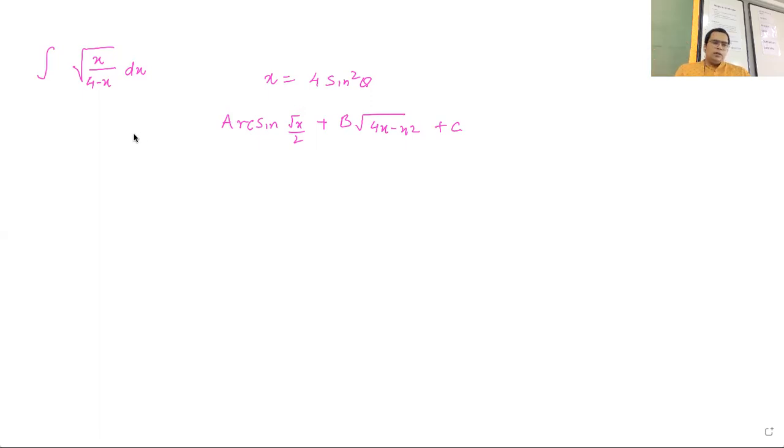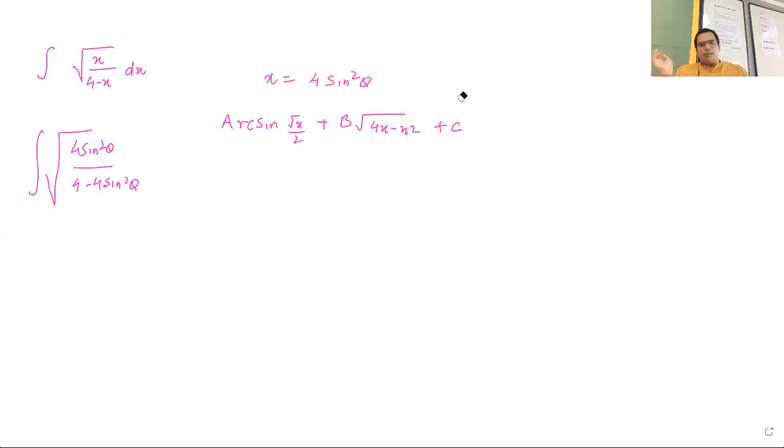Lots of students think the substitution is just about putting x as 4 sine square theta over 4 minus 4 sine square theta times d. Instead of dx, they just directly put d theta, which is absolutely incorrect. This is a wrong step. You can't do this, because your entire integral is going to be wrong.